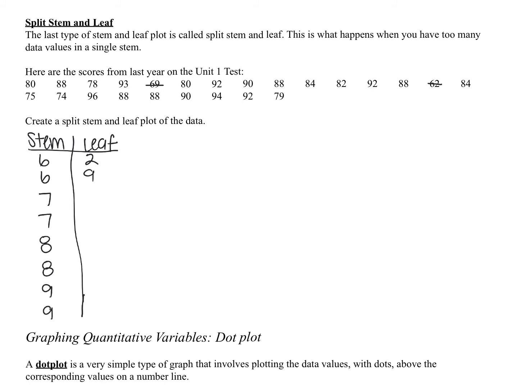Next we move on to the 70s. We're going to do anything between 70 and 74, of which there is a 74. Then we're going to do 75 to 79, which there is a 75 and a 79. Now we're going to move to the 80s. So my first one is going to be 80 to 84. And there is an 80, so I have a 0. There's an 82. There are 2 84s.